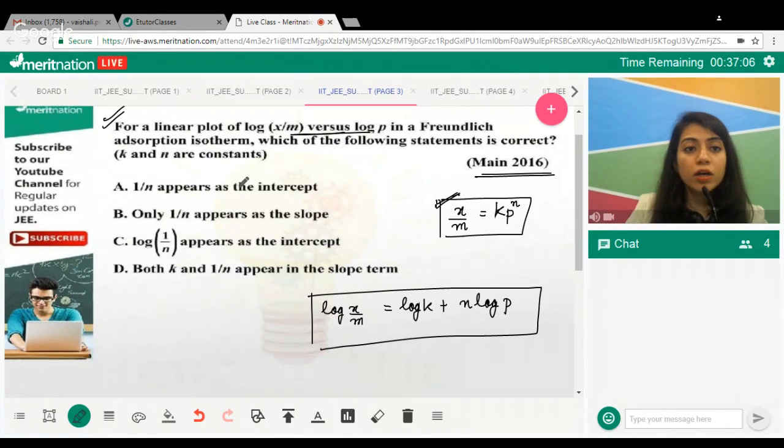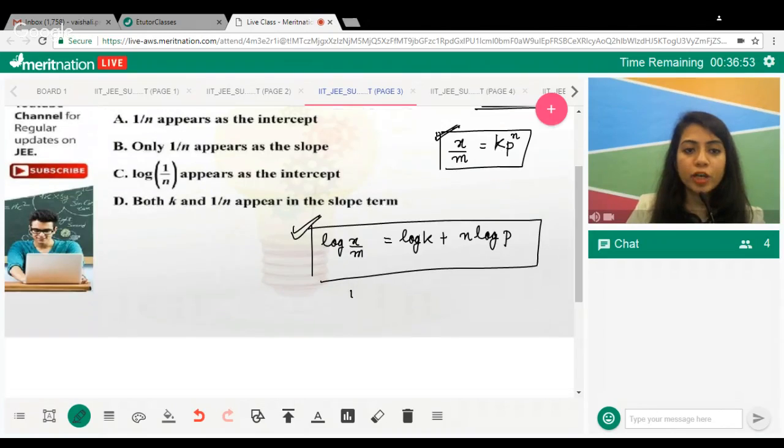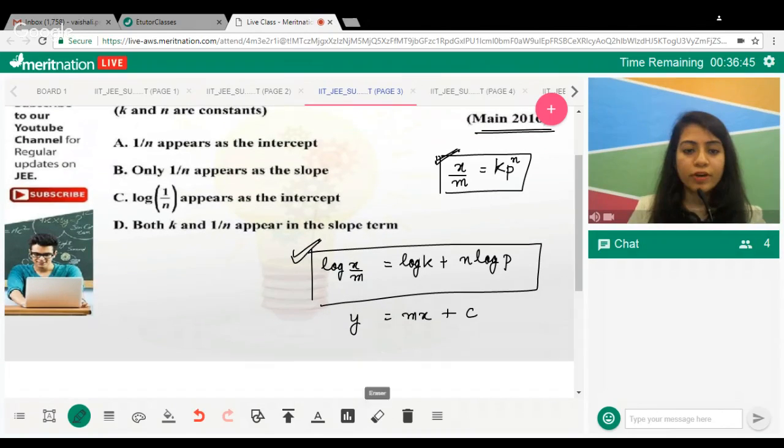Now, in the question it is written that there is a linear plot of log x by m versus log p. Fine. So this equation can be equated to y is equal to mx plus c. Oh, I'm sorry, I wrote that a little bit wrong. It's not n, it would be 1 by n. So it will be 1 by n log p.